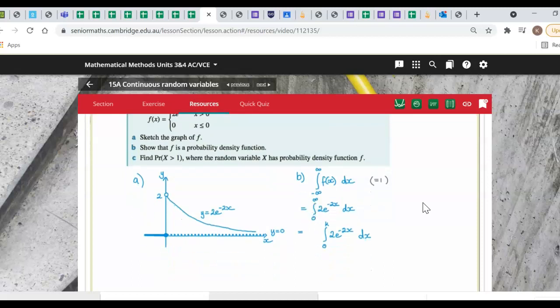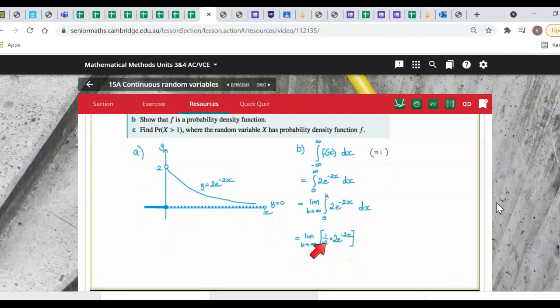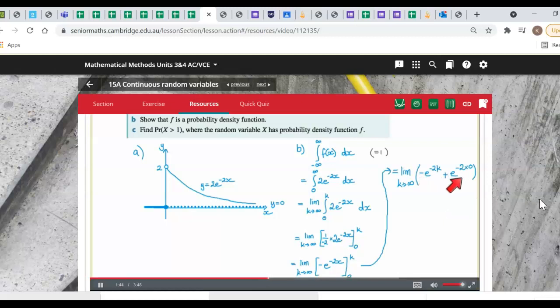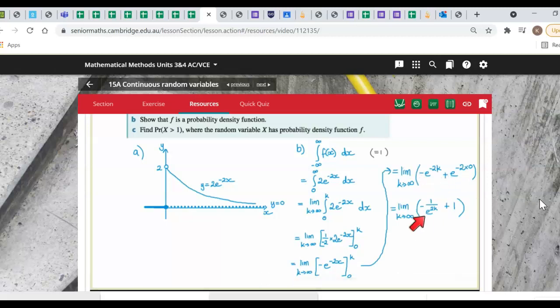Now the thing is, we can't actually integrate all the way up to infinity without the use of a limit. So what we're going to do is call this number k, and then out the front we're going to say as k approaches infinity. When I integrate this expression here, it becomes 1 over negative 2 out the front multiplied by 2e to the negative 2x. And again, we're going to integrate this between 0 and k, where k is the number that approaches infinity. When I tidy that one up and then substitute in k and substitute in 0, I end up with this expression here. Now this is where the limit comes in.